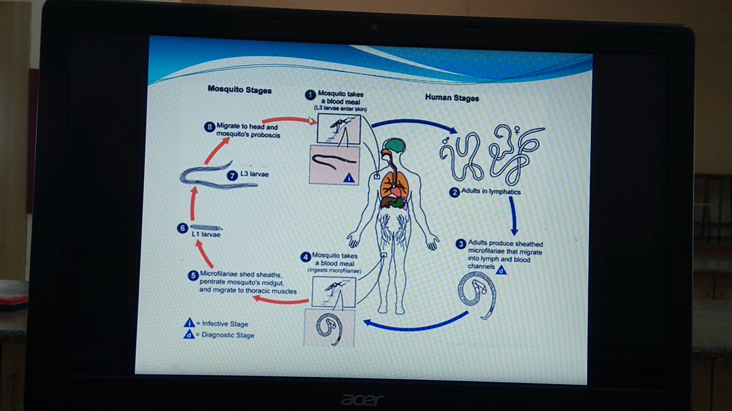When this infected mosquito bites a healthy person, this microfilariae will enter the body of the human being and will grow according to the position. As we have seen, 3 types of filariasis are there: lymphatic, subcutaneous and the serous one. So according to the position, we can divide this filariasis into different kinds. Okay, so this is the life cycle of Wuchereria bancrofti which causes filariasis. Okay, so this is about these 2 diseases. The remaining part will continue in the next lecture.